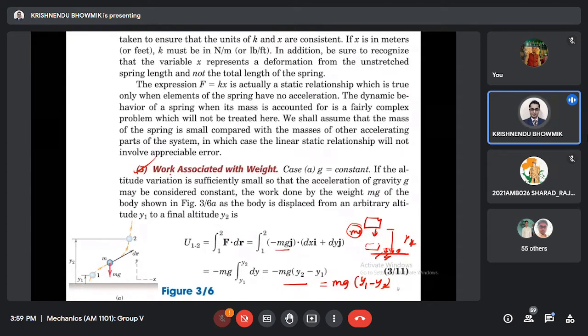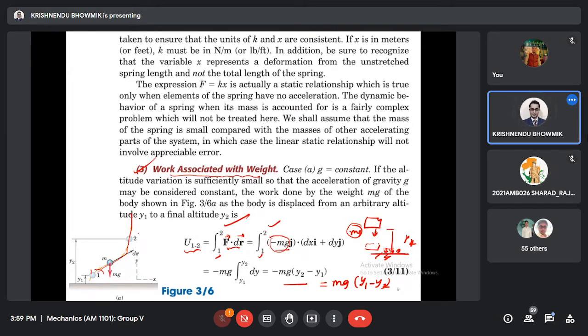Now, work associated with the weight. If I want to move from point 1 to point 2 along some arbitrary path, the work is independent of the path. Taking F dot dr between points 1 and 2, the force is minus mg. Why minus mg?